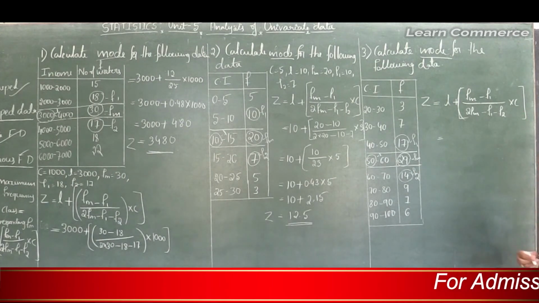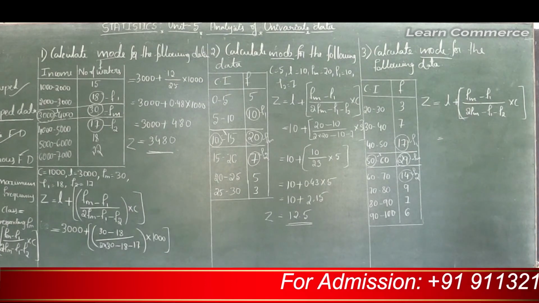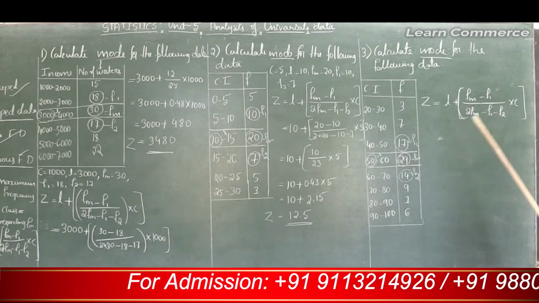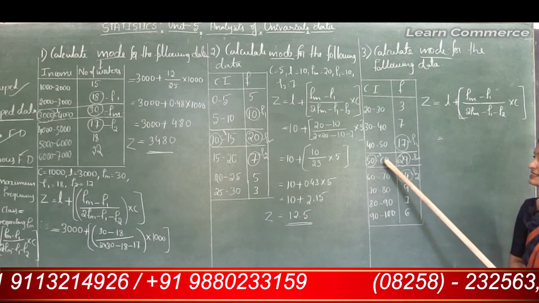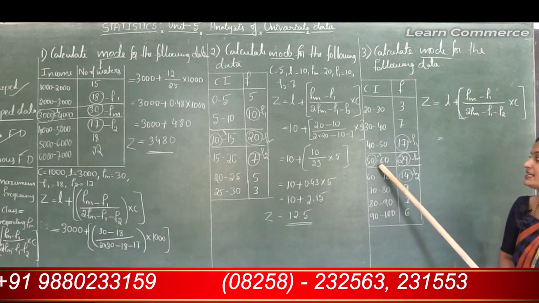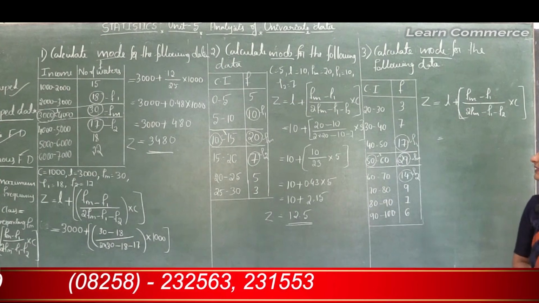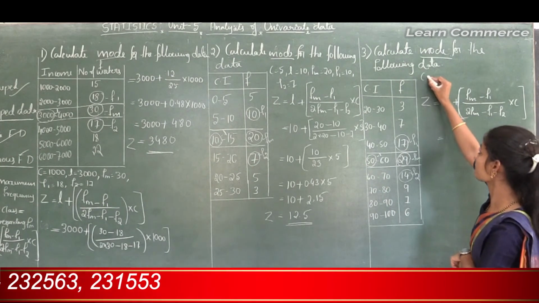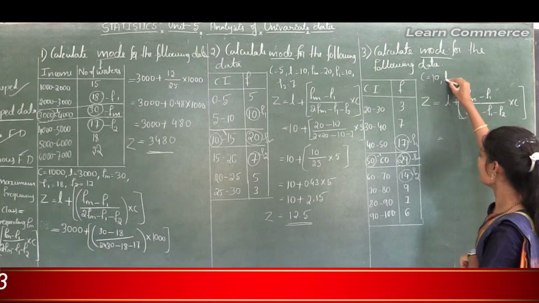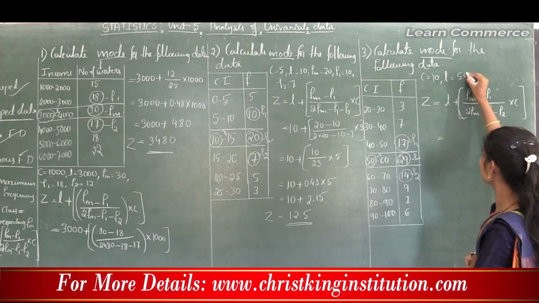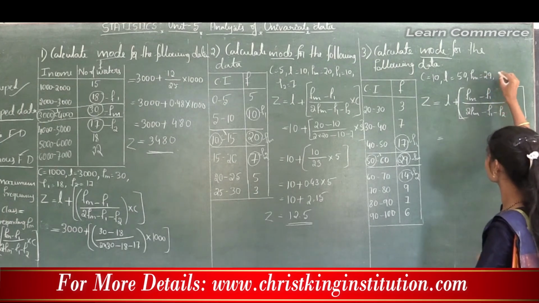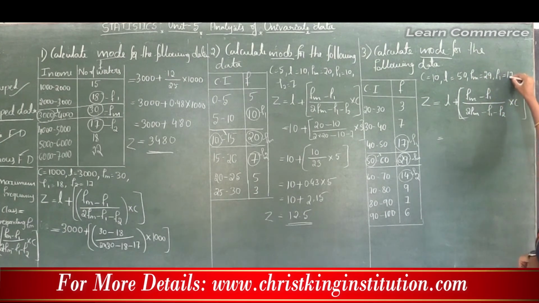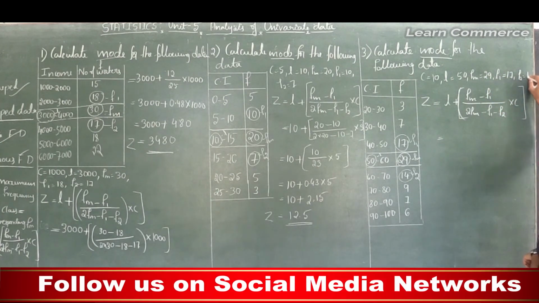Next we need C. C is the width of a class. So how to calculate the width? That is upper class limit minus lower class limit. Here the upper class limit is 60 and the lower class limit is 50. So 60 minus 50 is 10. So here C, the width of a class, is 10. L, the lower class limit, is 50. Then Fm is 29. F1 is 17 and F2 is 14.